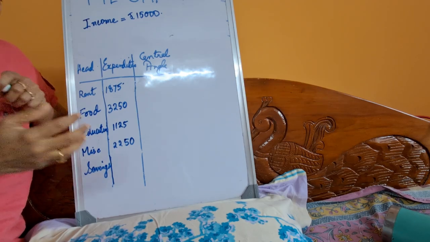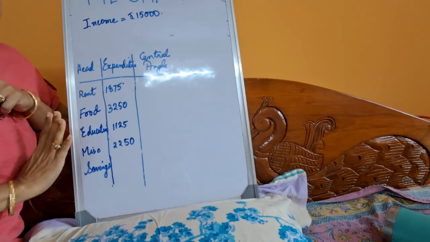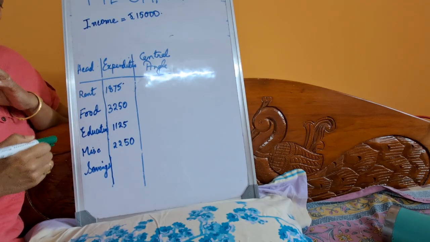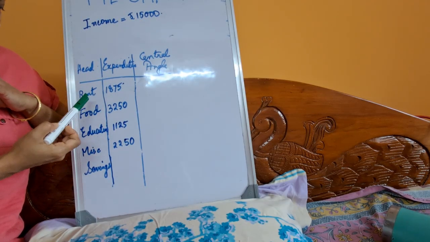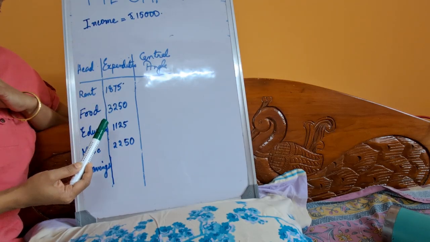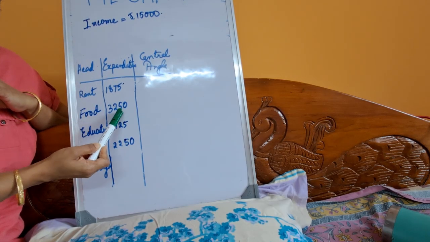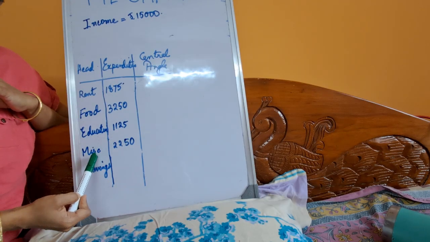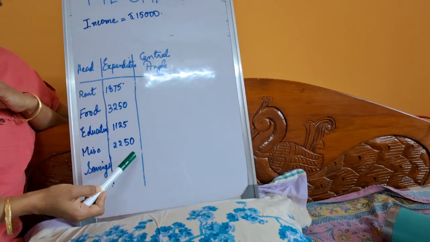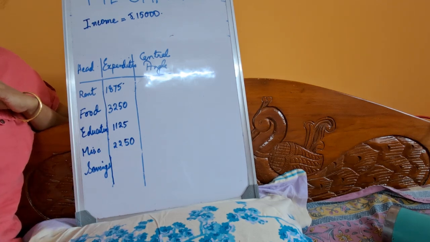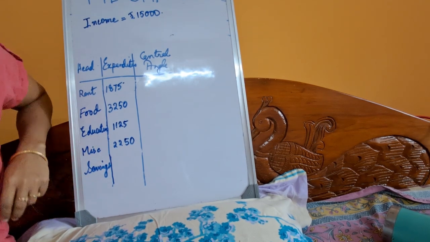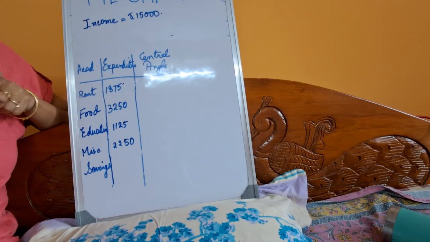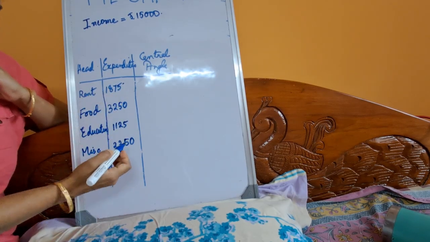Here the information given is that a person has a monthly income of 15,000. His expenditures are: rent is 1875 rupees, on food he spends 3250, on education it is 1125, miscellaneous it is 2250, and the rest is his savings. So how much is the savings that we need to find out? To find out the savings, we should add all of them, right?